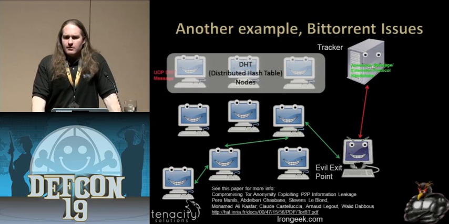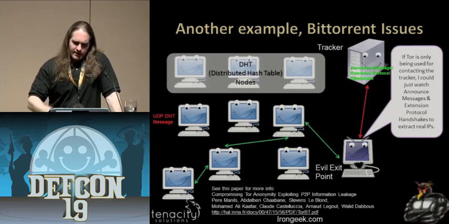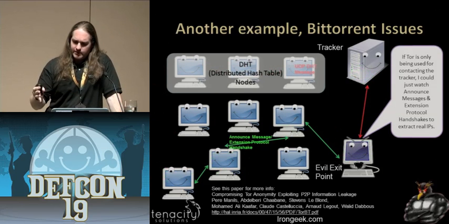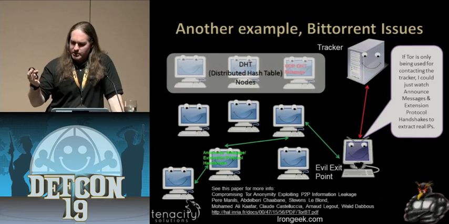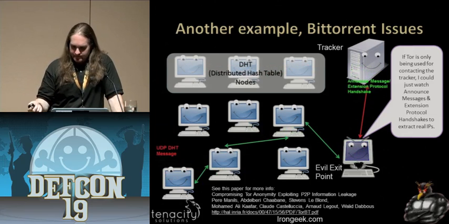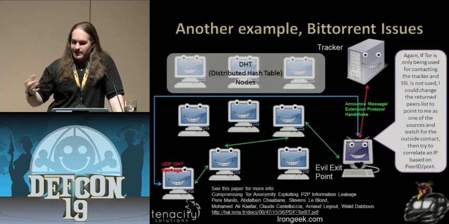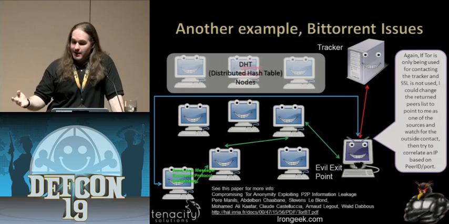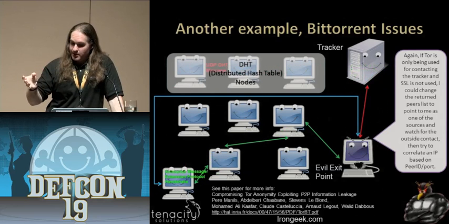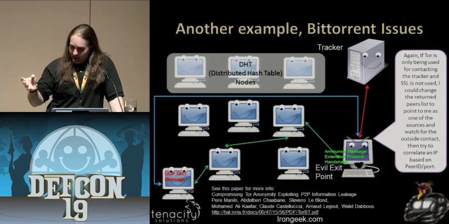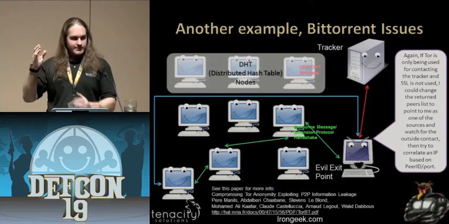But BitTorrent has multiple issues. One of its issues is if Tor is only being used for contacting the tracker, I could just watch announce messages and extension protocol handshakes to extract real IPs. Another thing is, again, if Tor is only being used for contacting the tracker and SSL is not used, I could sit there as the exit point and change the return peer list to point to me as one of the sources and watch for the outside contact, then try to correlate an IP based on the peer ID and the port.